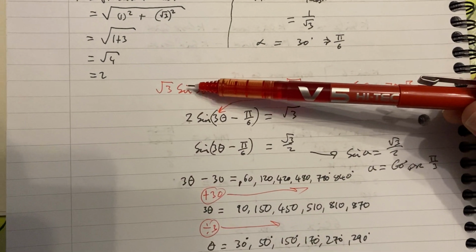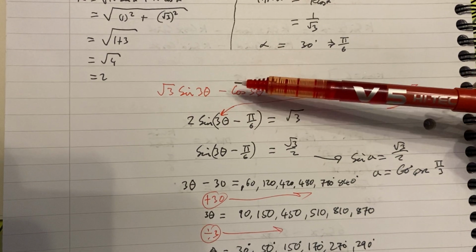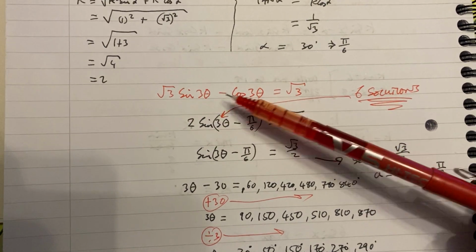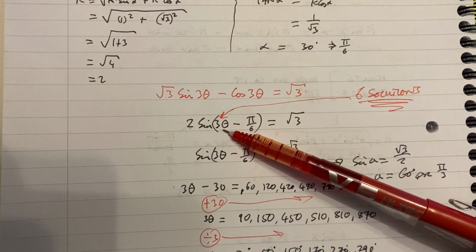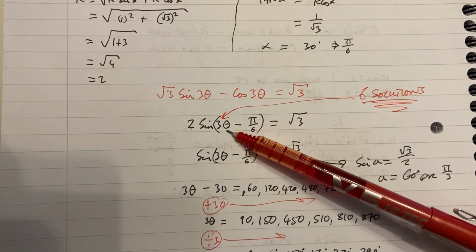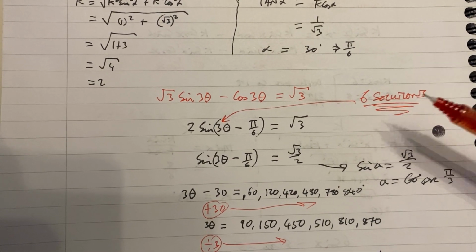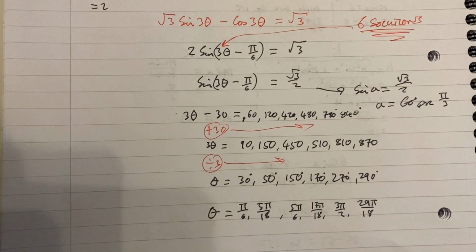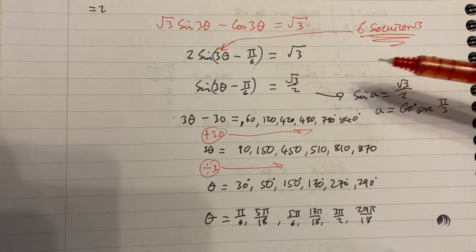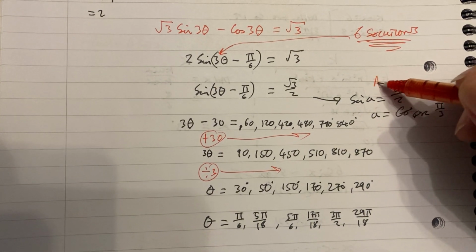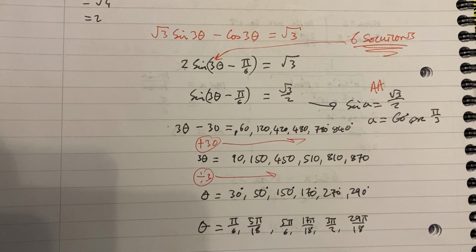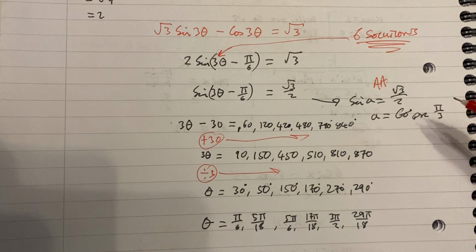So root 3 sine 3 theta minus cos 3 theta equals root 3. We can replace the double trig here with 2 sine(3 theta - pi by 6) equals root 3. Now remembering from before, 3 theta means we've got 6 solutions. So we're looking for 6 solutions here. So divide by 2: sine(3 theta - pi by 6) equals root 3 over 2. So our acute angle A is sine A is root 3 over 2, so A is 60, or pi by 3. Changing it into degrees probably makes it easier for you.